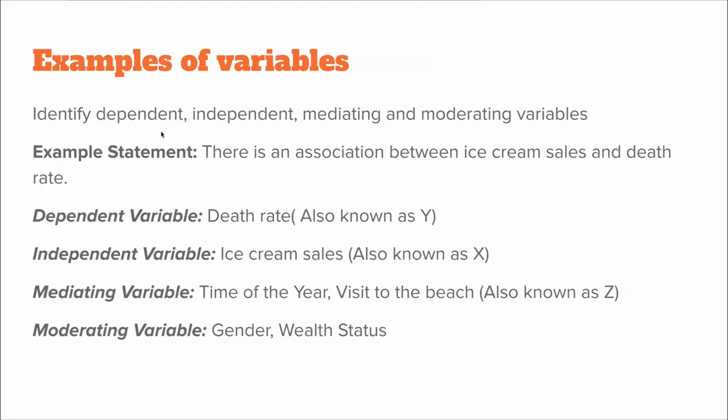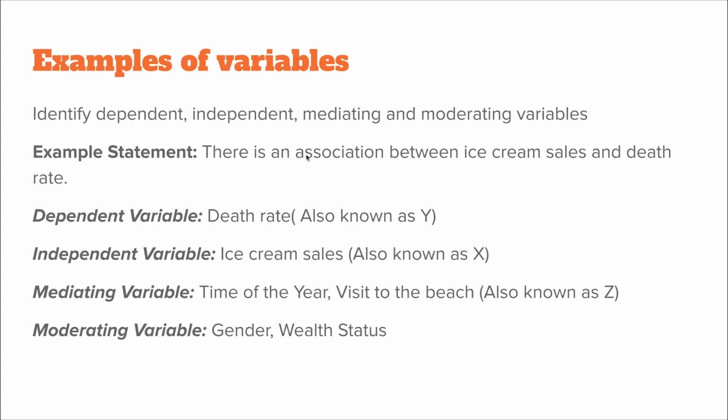So let's identify the dependent, independent, mediating, and moderating variable here. Somebody says that there's an association between ice cream sales and death rates. So here, ice cream sales is the independent variable, while the death rate is the dependent variable. A quick way to understand them: most times when people phrase a sentence, they talk about the independent variable first before the dependent variable. But you could find people who twist it around. So when you phrase your sentence, phrase it such that your independent variable comes before your dependent variable.